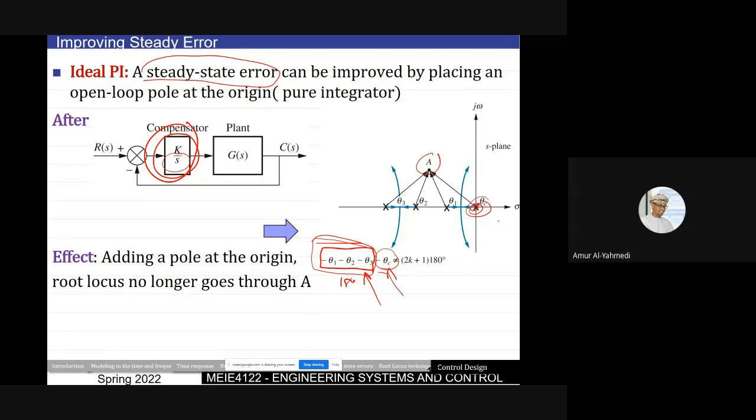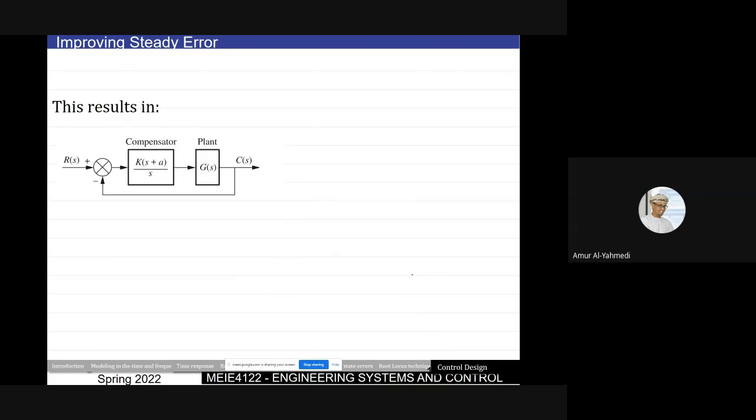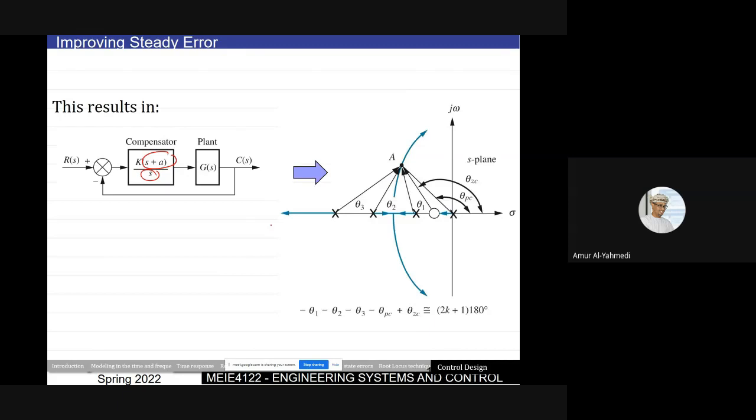I will add a 0. If I add a 0 very close to this, so this is the angle of the pole. If I add the angle of the 0, because this is minus, this will be plus, then they will cancel each other. So I will add a 0 close to the pole. In that case, this angle, because of the 0, and this angle, they will cancel each other, these two. And I will still have this as 180 in that case.